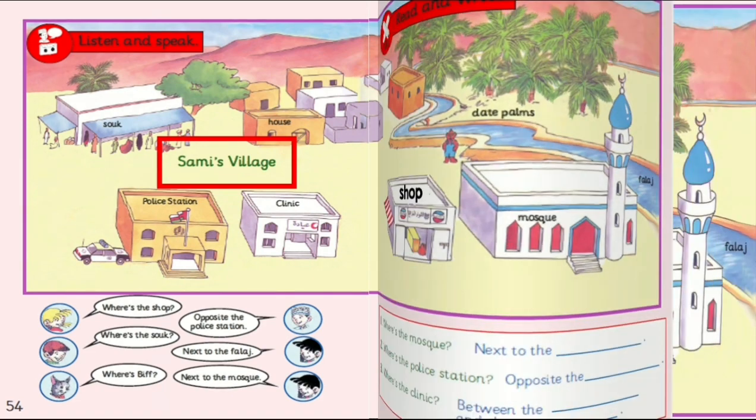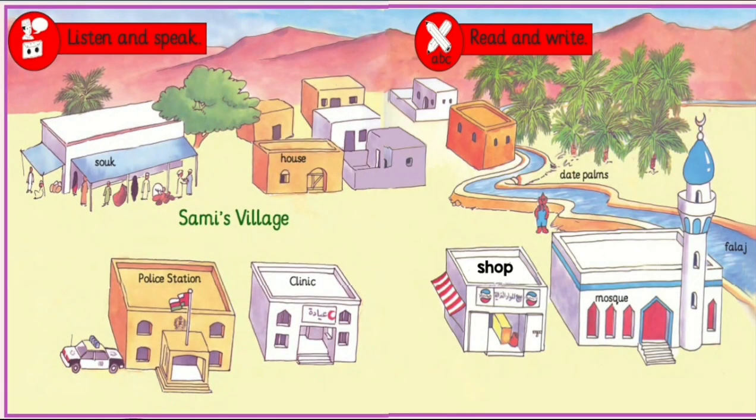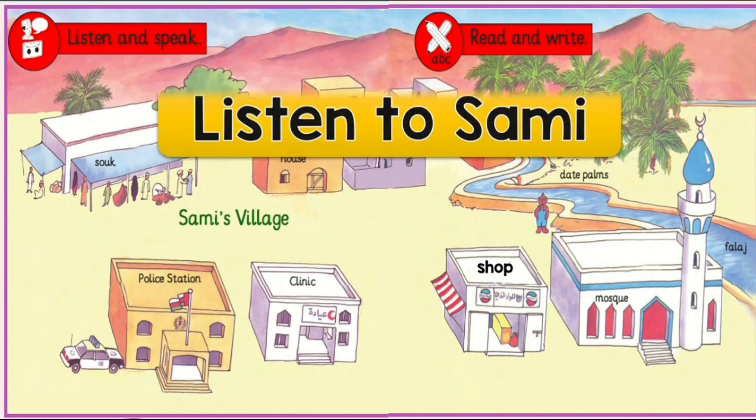Now take a closer look at Sami's village. What can you see? Very good. A souk, a police station, clinic, shop, mosque, falaj, date palms, and some houses. Excellent. Now I want you to listen to Sami. He will describe his village.